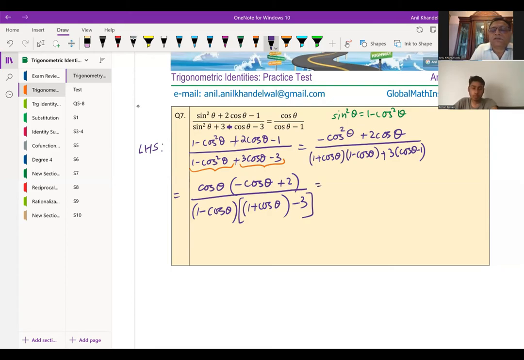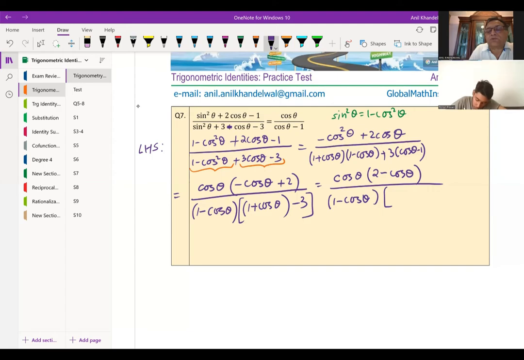So now in the numerator, we have cos theta times 2 minus cos theta. And here, we have 1 minus cos theta times 1 minus 3, which is minus 2, right? So cos theta minus 2. Now, 2 minus cos theta and cos theta minus 2 with a negative sign, we could write this as what?